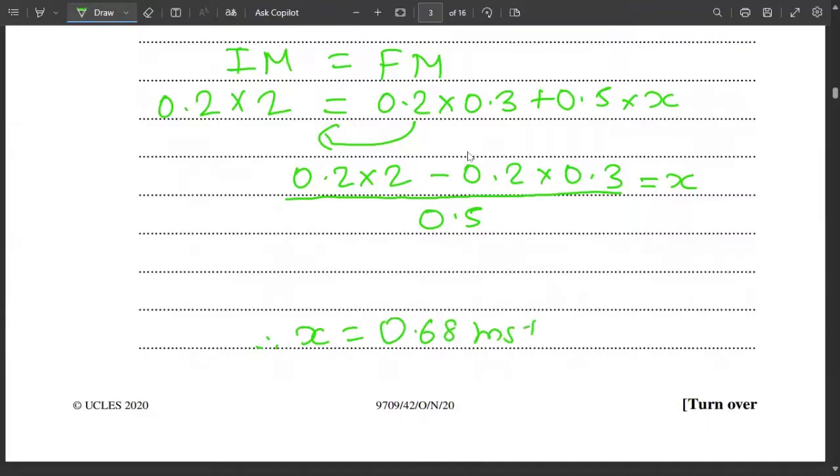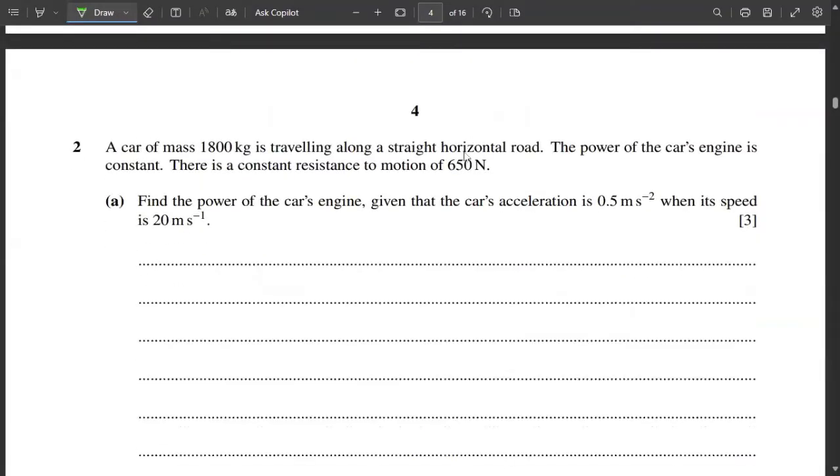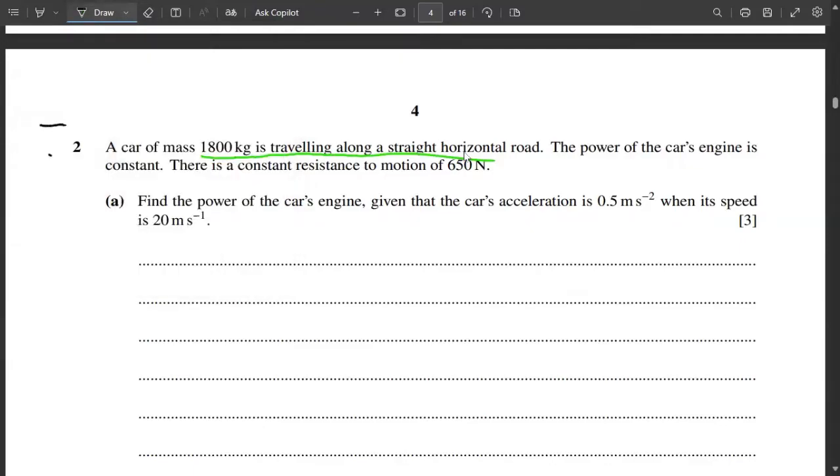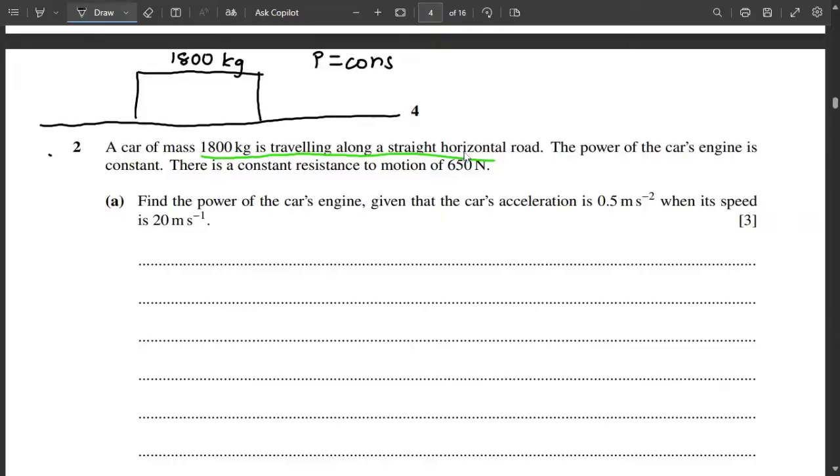A car of mass 1800 kg is traveling along a straight horizontal road. Okay, let's start making the diagram. A car on a straight horizontal road. So this is a car without wheels. Mass is 1800 kg. The power of the car's engine is constant. Let me write that down: P equals constant.